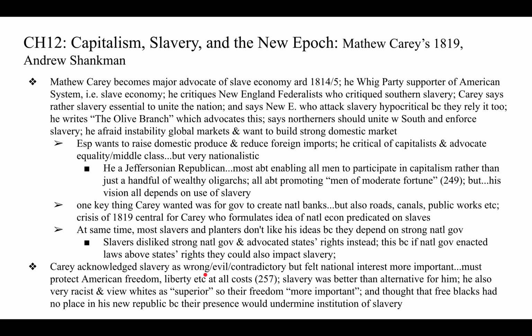And Carey acknowledged that slavery was wrong, evil, and contradictory, but he felt that the national interest was more important, and that American freedom or liberty must be protected at all costs. Of course, freedom and liberty here were defined in a very narrow sense. Slavery for him was a better alternative to losing these things. He was very racist and viewed whites as superior, so their freedom for him was, quote, more important. And he thought that free blacks had no place in his new republic because their presence would undermine the institution of slavery.